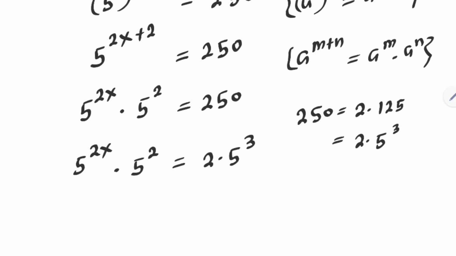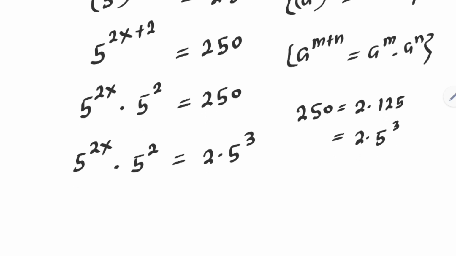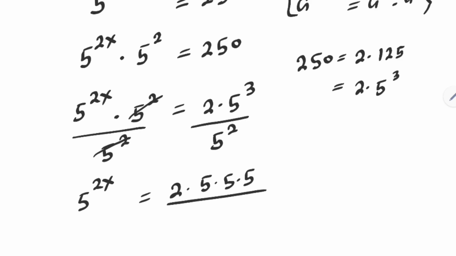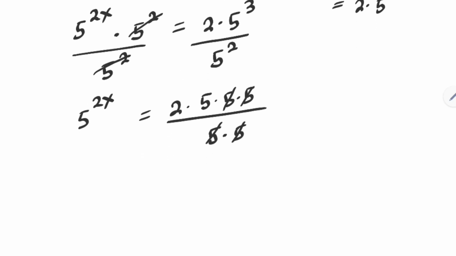to power 3. Now let us divide both sides of this equation by 5 square. This divided by 5 square and this divided by 5 square. This cancels this. Then we have 5 raised to power 2x is equal to 2 multiplied by, this is 5 multiplied by 5 multiplied by 5 over 5 square, which is 5 multiplied by 5. This cancels this, and this 5 cancels this 5. 5 raised to power 2x is equal to 2 multiplied by 5.